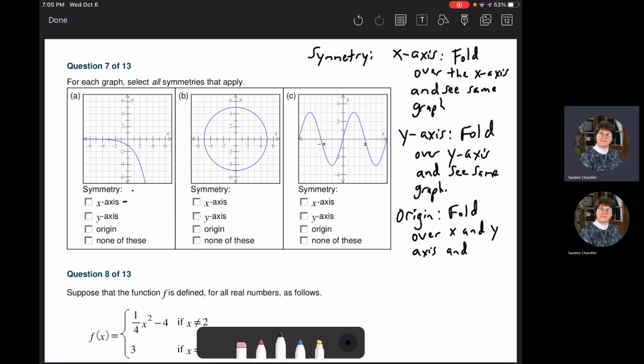And seeing the same graph. Now I'm not sure what I'm writing actually makes sense. I don't think I've ever actually written this down before. But let's look at these three they gave us.